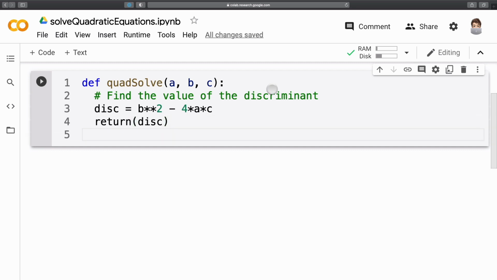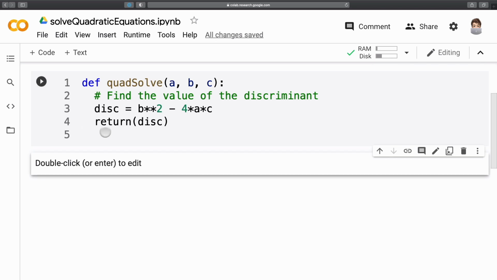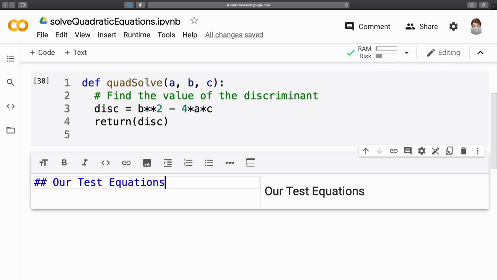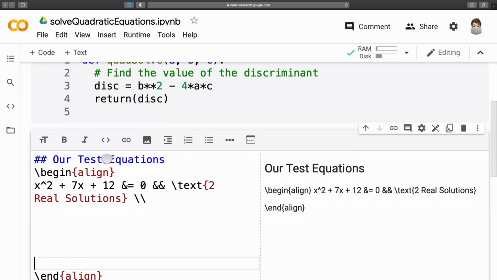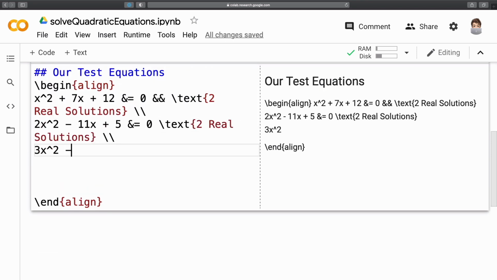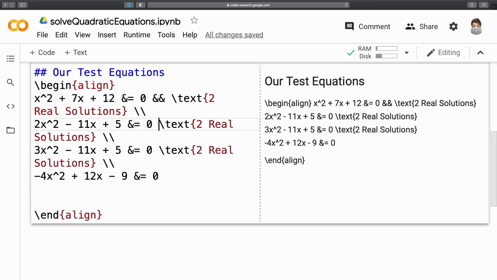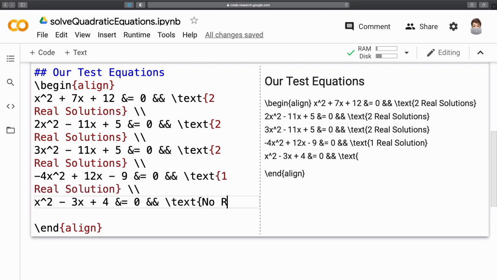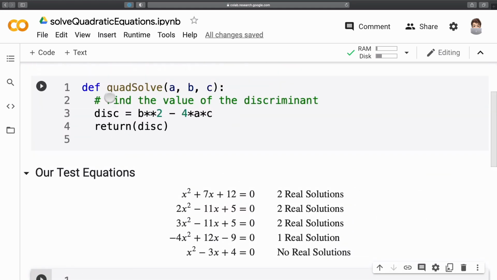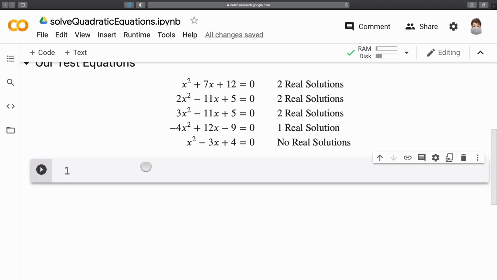And for now, I'm just going to return the value of the discriminant to make sure our function is working. And we're going to need some test equations. So let's go ahead and just list a couple equations that we know the number of solutions and the nature of those solutions. So we have a couple equations here with two real solutions, one with one real solution, and one with no real solution.